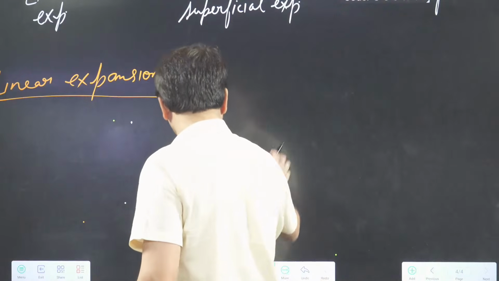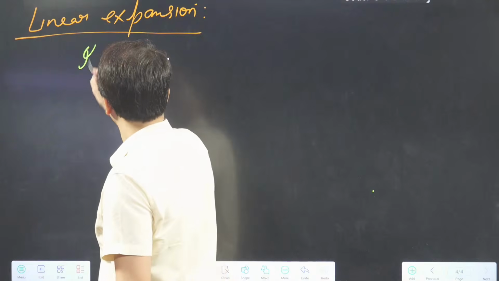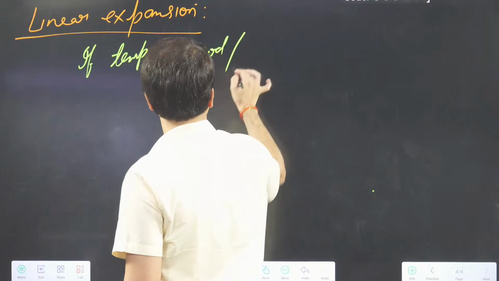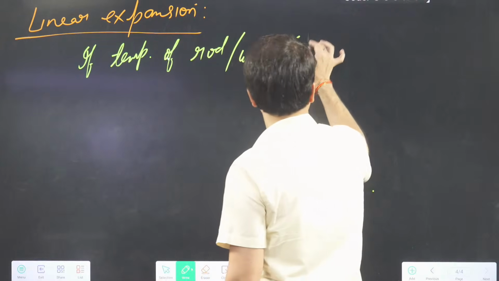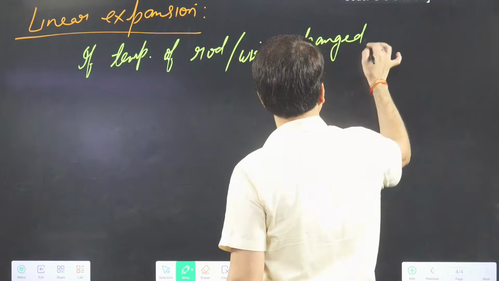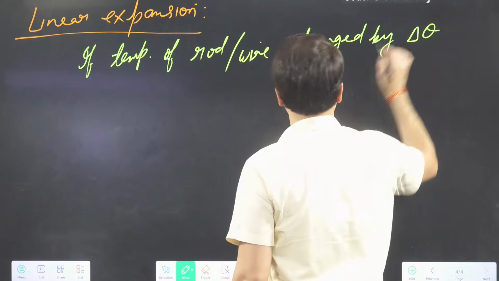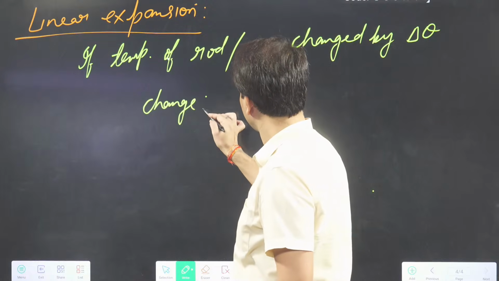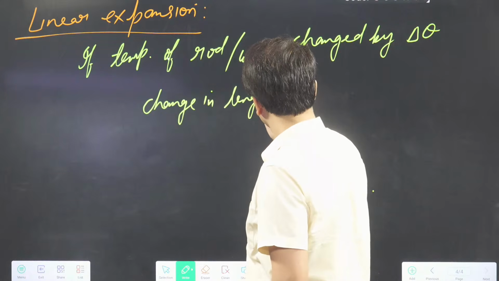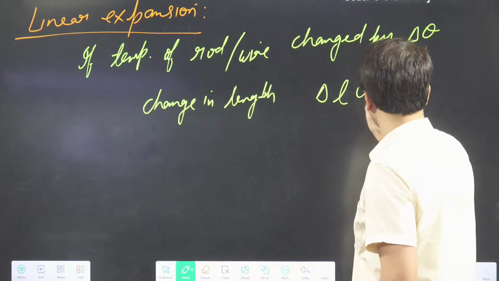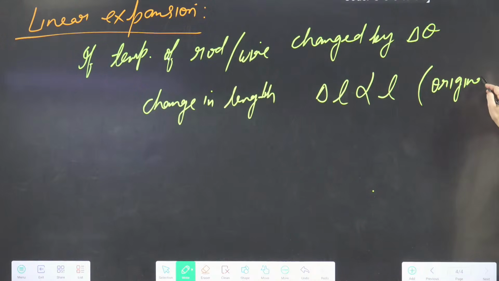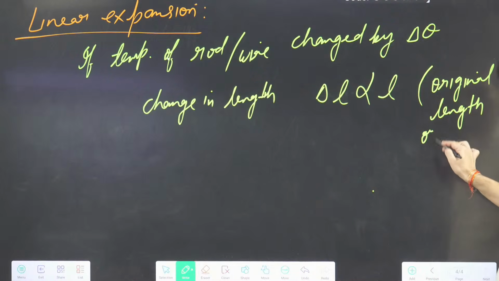So if the temperature of a rod or wire changes by delta theta, then one thing we can say: the change in length, delta L, is directly proportional to L. What is the L here? The original length, or natural length.